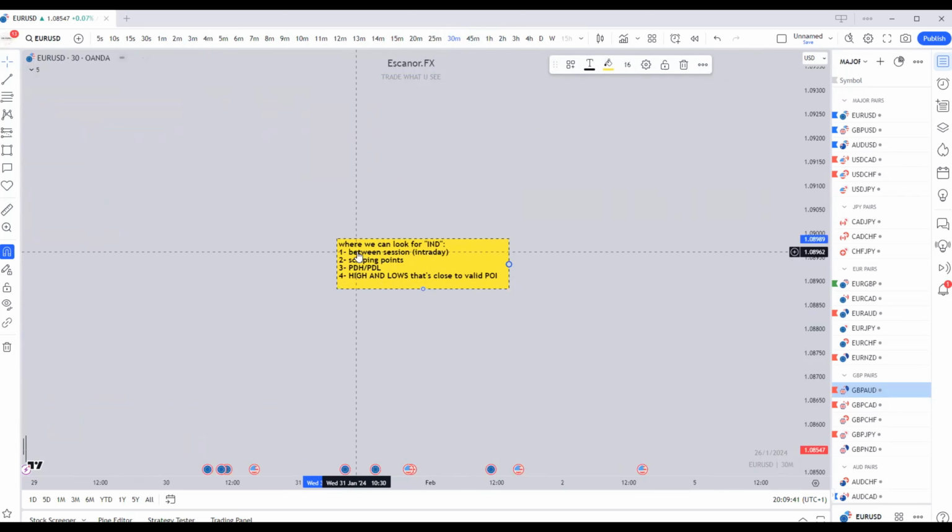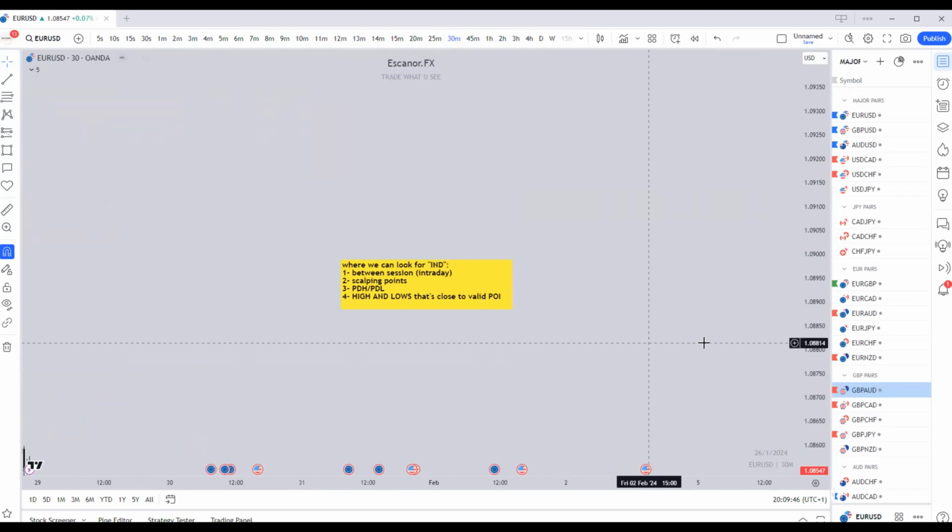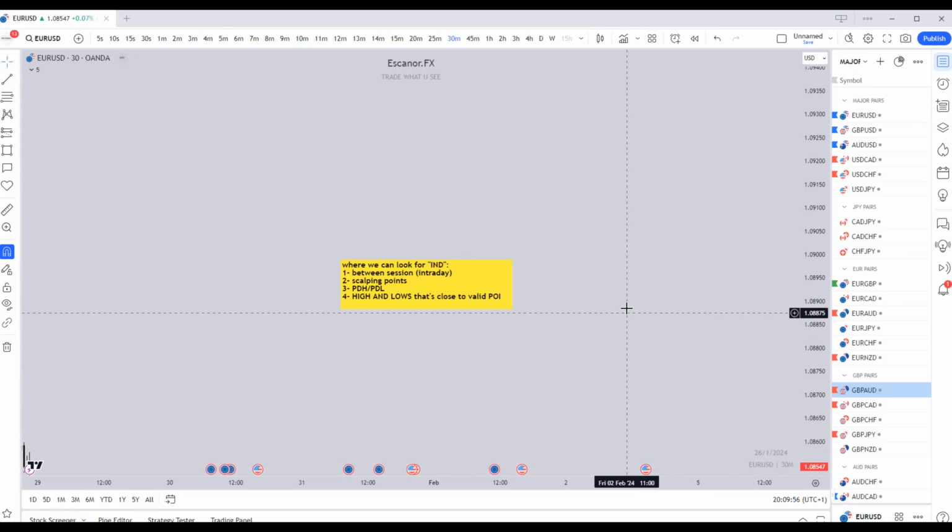This is mostly the most point where you can look for inducement, between sessions. So the intraday traders are the most targeted traders to be an inducement, also the scalpers. So if you know where the intraday traders and the scalpers set their stop losses, you know where the inducement is. Okay, the previous day highs and the previous day lows. So when you look for inducement, keep in your mind the previous day highs and the previous day lows.